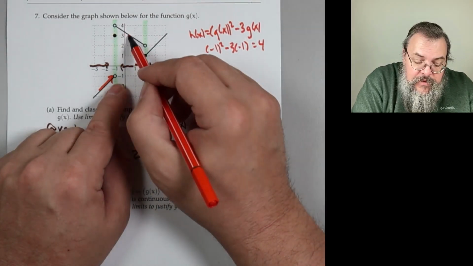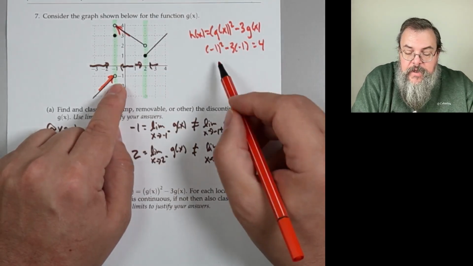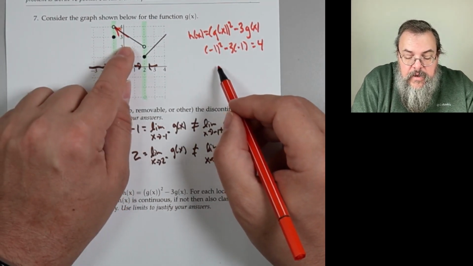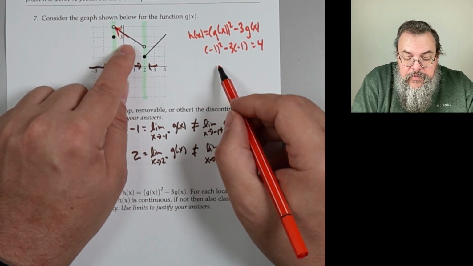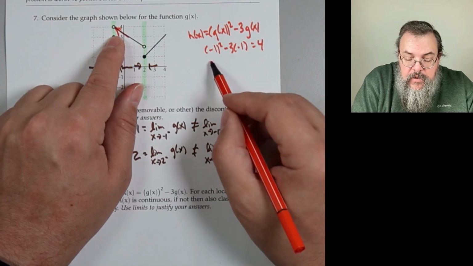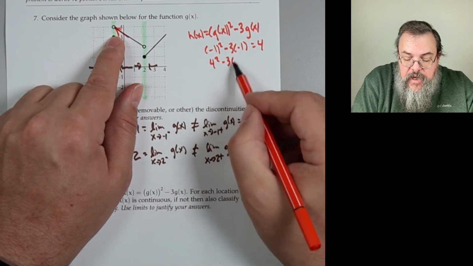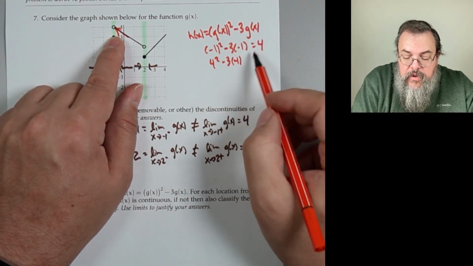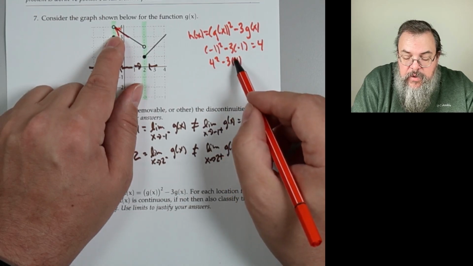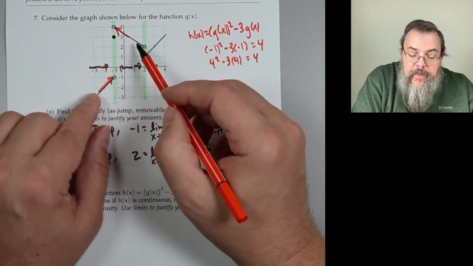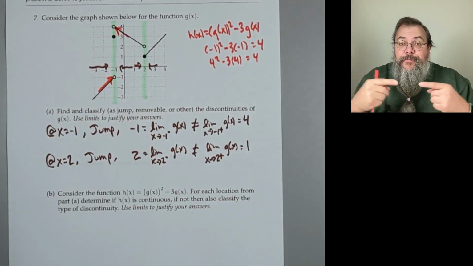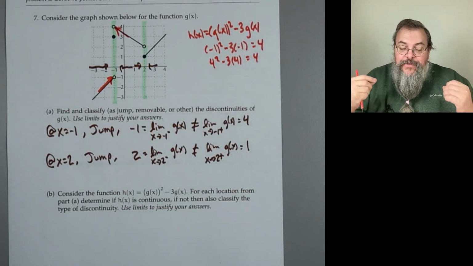Now, what about here? We can just do that. That's going to be what? We are coming into 4 squared minus 3 times 4. So, what's that? 16 minus 12 is 4. Those now match up, right? So the values match up.